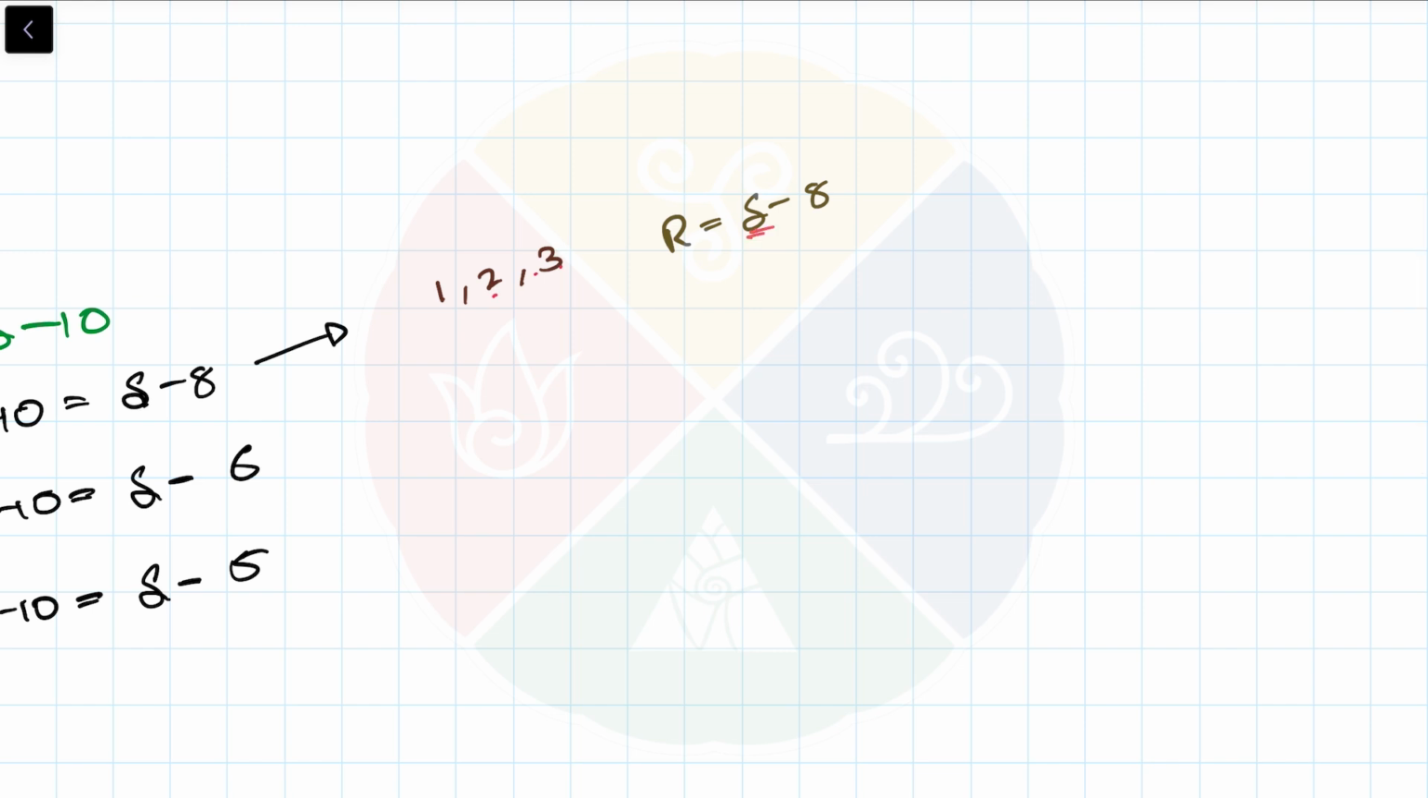Anyway, here I can clearly see that S is a bigger number. So I can take it like this itself, or I can take 8 to the other side and call it R plus 8 is equal to S. Now, S is a bigger number. So let's start with the smallest possible value for R. 1, 2 and 3 are already occupied.